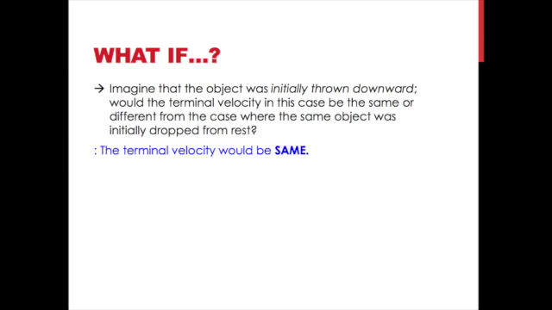If the object is thrown with an initial velocity, the terminal velocity would still be the same. The only difference is that the time it takes to reach the terminal velocity would be shorter, yet the terminal velocity has only to do with the drag constant of the object, which is not subject to change.